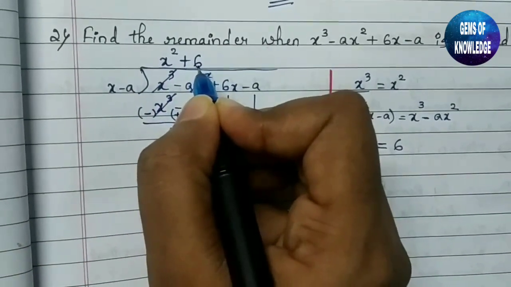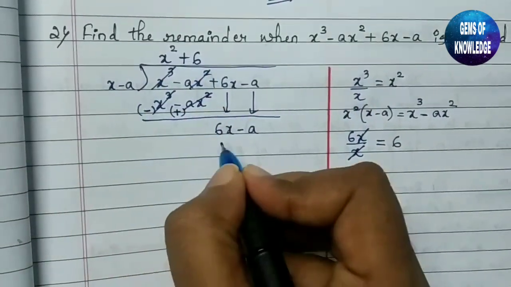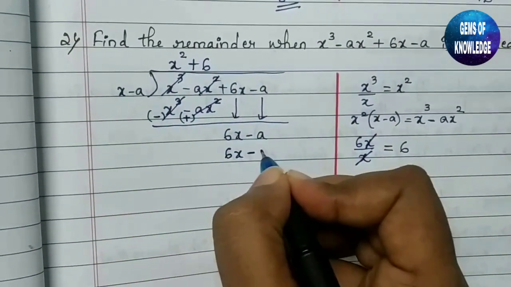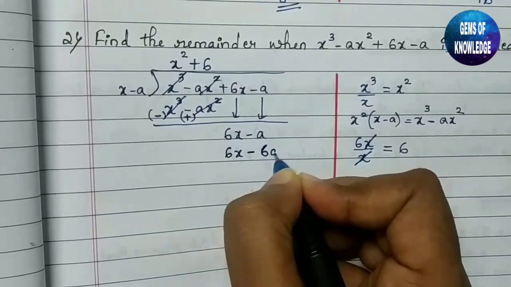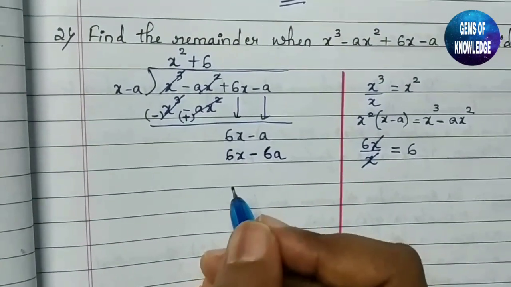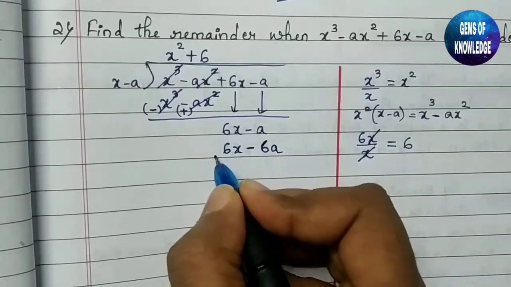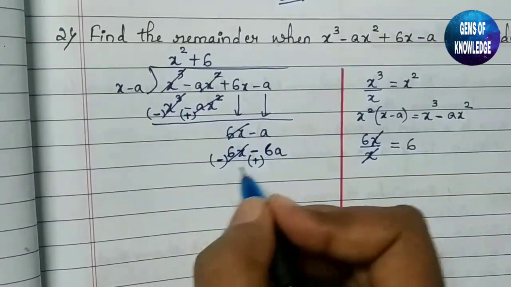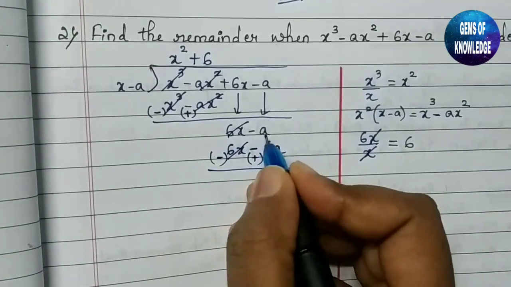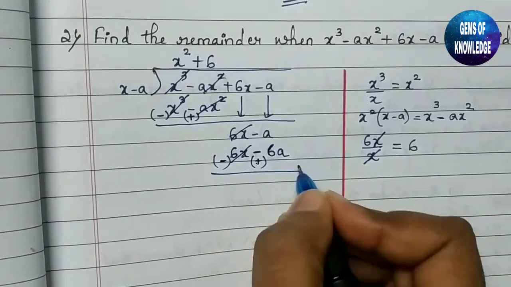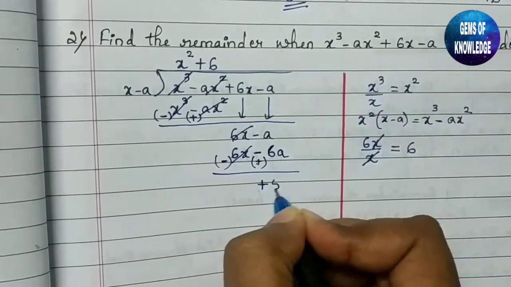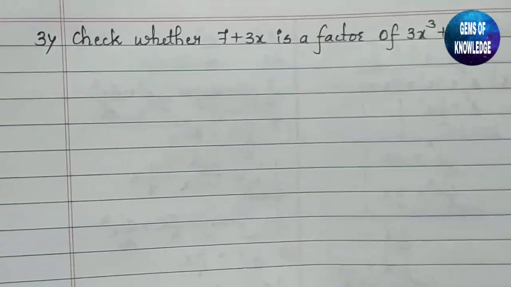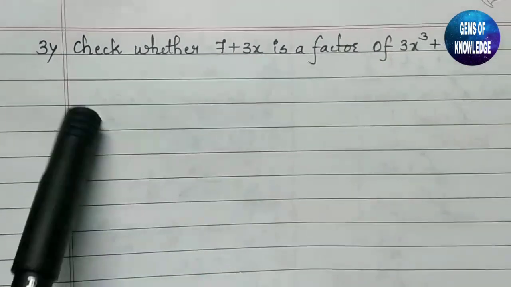Now you need to multiply the 6 into x, you are getting 6x minus 6 into a. Next, change the signs here, so this one and this one will be cancelled. What we are left with is a minus a plus 6a, so we are left with plus 5a, so this will be the answer. Next, moving to the last question of this exercise, that is the third one.